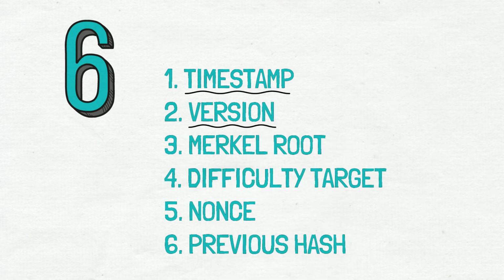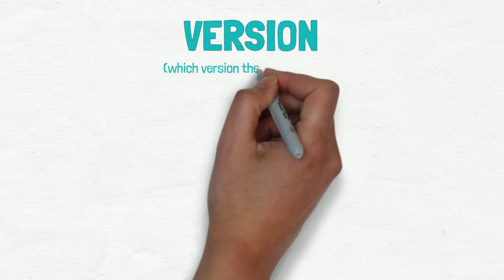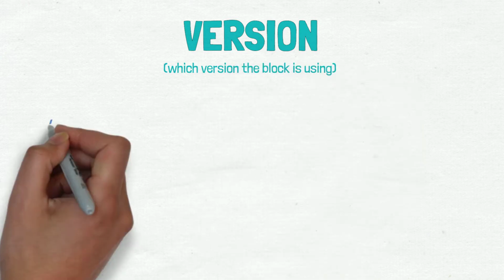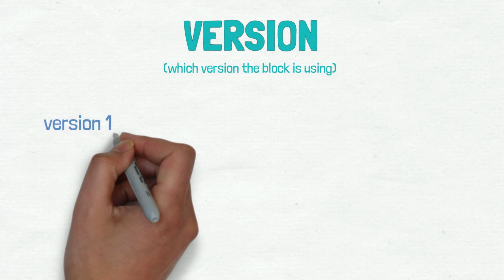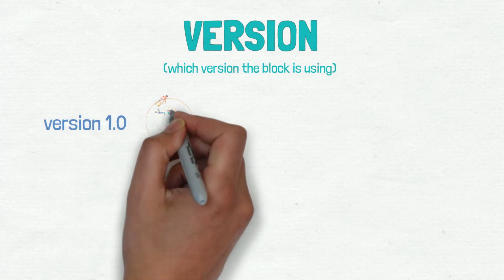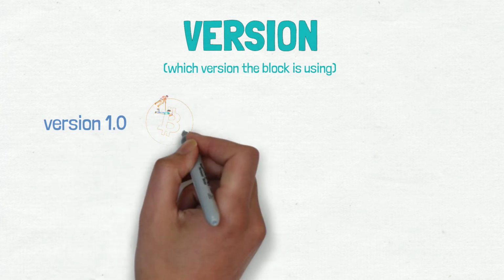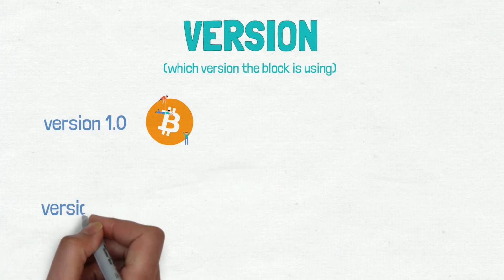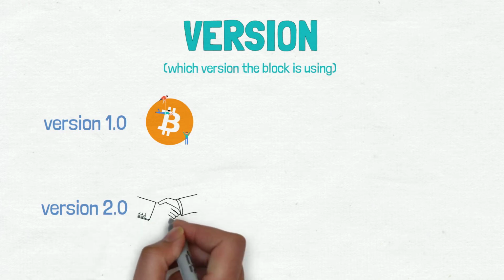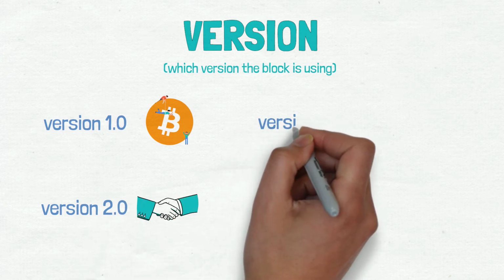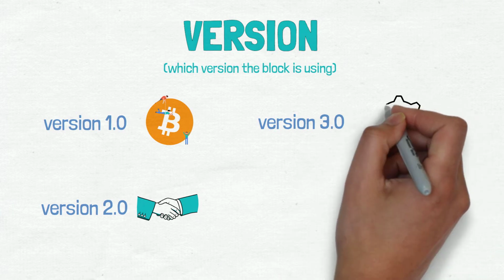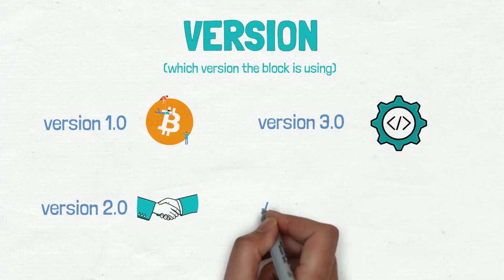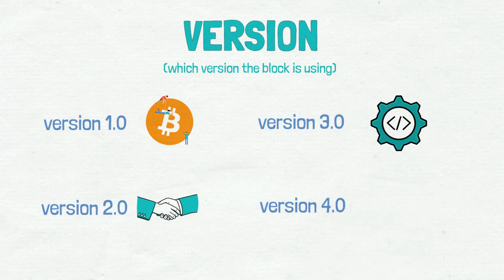Number two, block version. The block version's function is to convey which kind of version the block is using. Most of the block versions are: blockchain version 1.0, which is the cryptocurrency version, mainly used in public ledgers, for example, Bitcoin and Bitcoin Cash. Number two, blockchain version 2.0, used in smart contracts. Blockchain version 3.0, also called DApps, which talks about decentralized applications. Blockchain version 4.0, which is the blockchain used in industries.